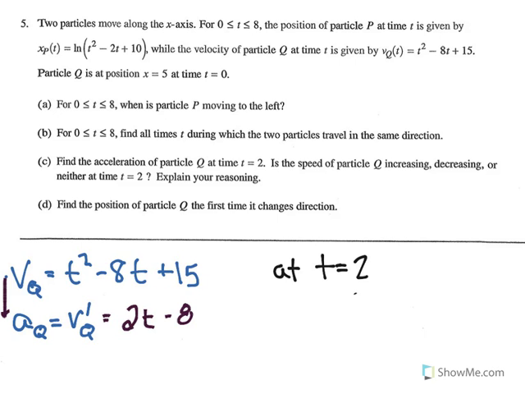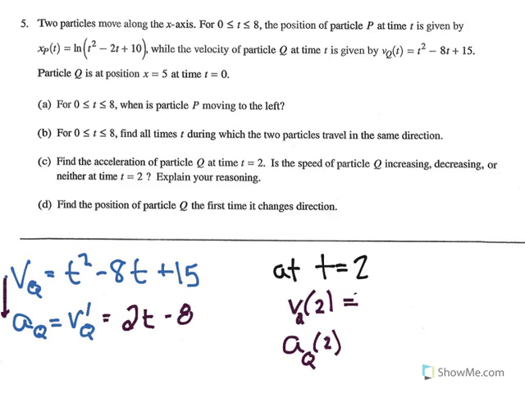And they want me to tell if the speed of the particle is increasing. They want me to tell if it's speeding up, slowing down, or neither at time t equals 2. So for that, I need the velocity of Q at time 2, and I need the acceleration of Q at time 2. If you don't use these same symbols, if you just write velocity of Q at 2, acceleration of Q at 2, that's fine as well.